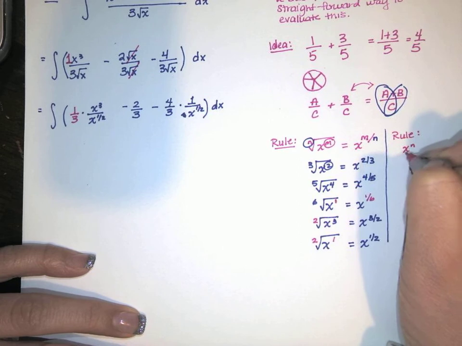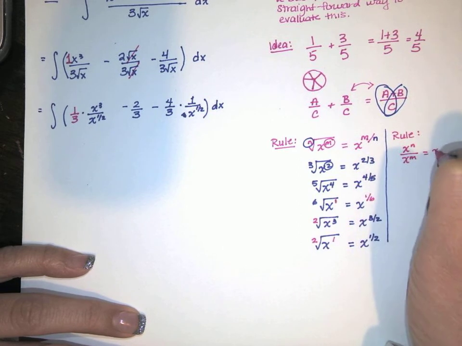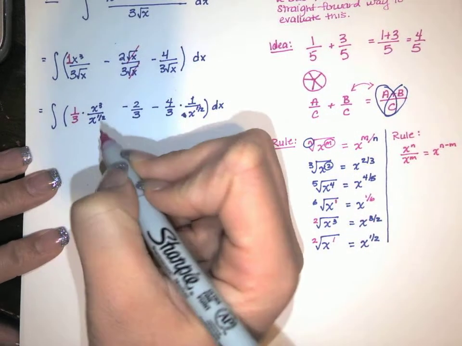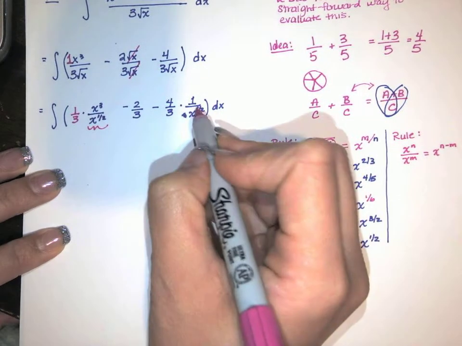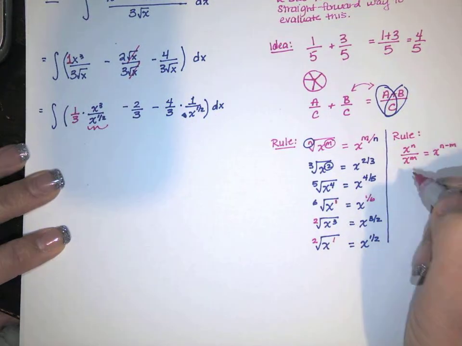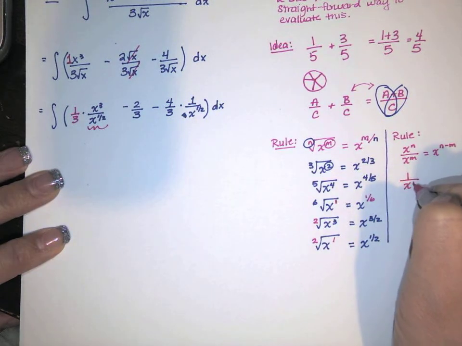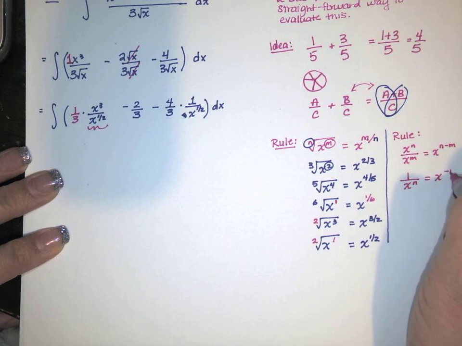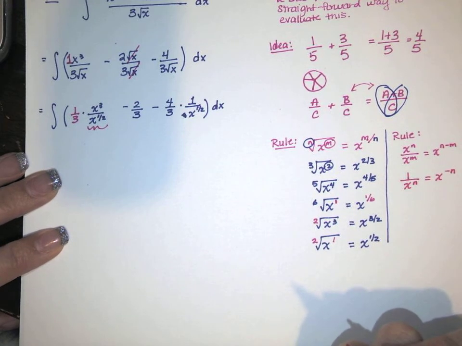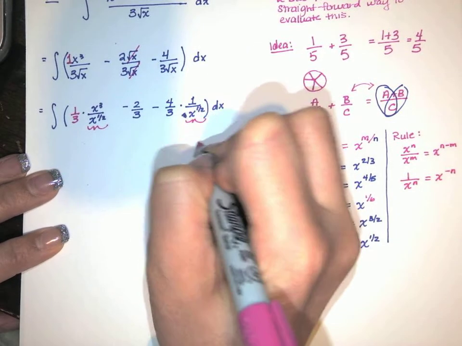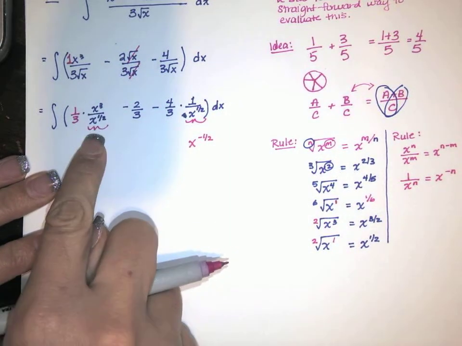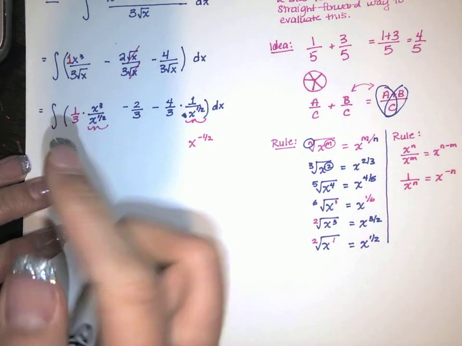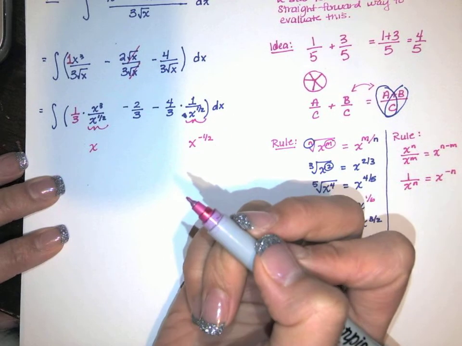If you've got x to some power divided by x to a different power, you've got to subtract the exponents. Do n minus m. And that's what we're going to do over here. And then another rule that comes up often is 1 over x to some power. That's x to the same power, but negative if you bring it up to the numerator. So this is actually an x to the negative 1/2. Now if I subtract exponents here, it's 3 minus 1/2. That's x to the 2.5.